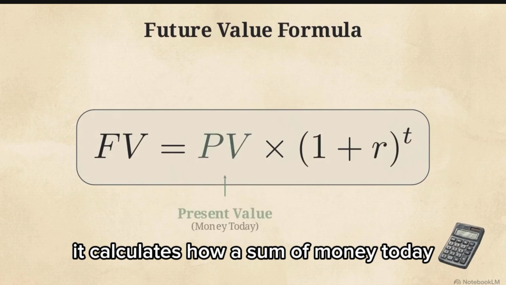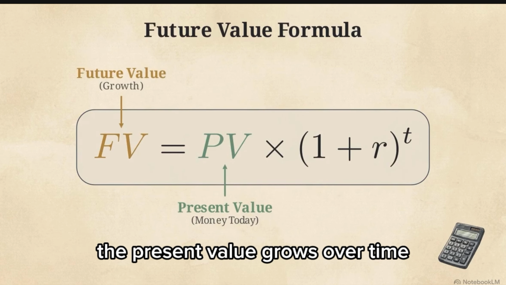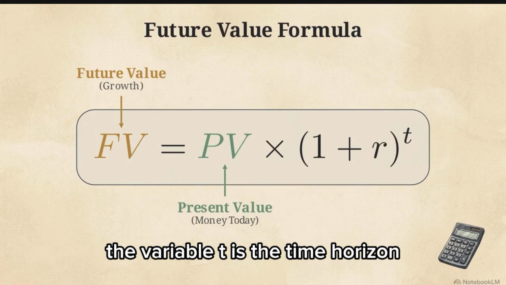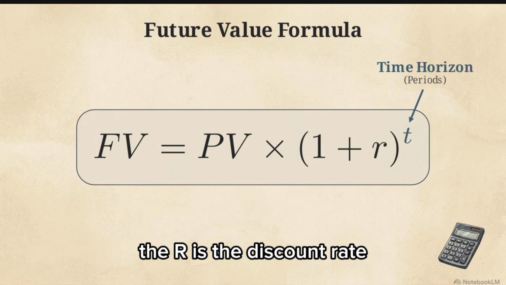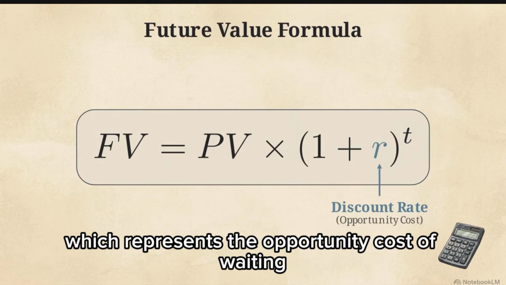It calculates how a sum of money today, the present value, grows over time. The variable t is the time horizon, or the number of periods you have to wait. The r is the discount rate, which represents the opportunity cost of waiting.